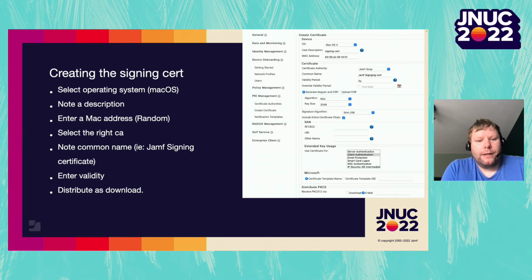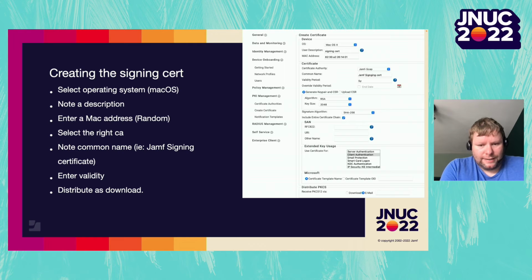Then the next step is we need to create a signing certificate. And we saw the signing certificate in the previous solution as well. And I'm going to talk about that in a little bit, but we need to have one, and we're going to use the Secure W2 platform to generate one. How do we do that? Well, we're going to select the operating system, Mac in this case. We're going to give it a description. In my case, I call it signing cert because, well, it's a signing cert. Then we need a MAC address. You can pick any MAC address in this particular use case. It just needs one.